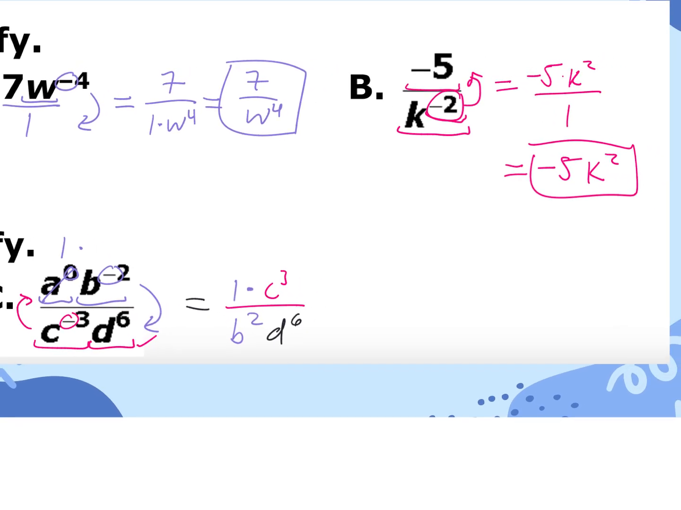All right, and then clean it up a little bit. There's not really much you have to do here, other than get rid of that 1. 1 times anything is itself, so all I can write is c to the 3rd over b to the 2nd, d to the 6th. All right, and that would be your final answer.